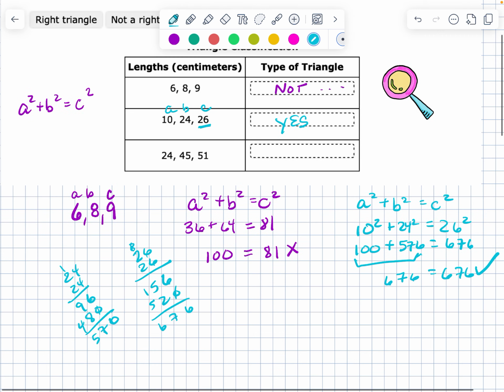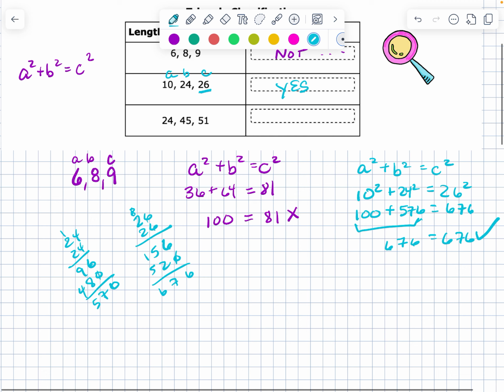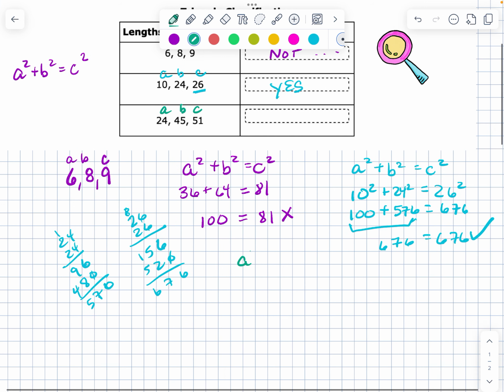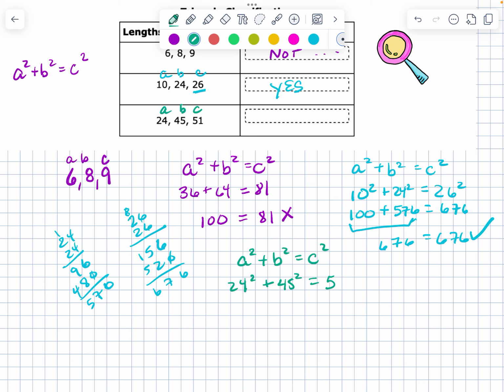Okay, then we got one more, 24, 45, 51. I'm going to again label these. Let me choose another color. Let's do a dark green. So this will be A, B, and C, because C is the largest side. I'm going to rewrite the equation. I do this every time just to make sure I don't miss anything. So we're going to have 24 squared plus 45 squared is equal to 51 squared. Okay, and 24 squared we just worked out is 576.